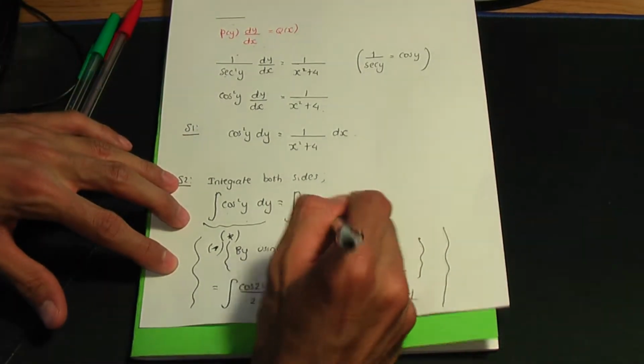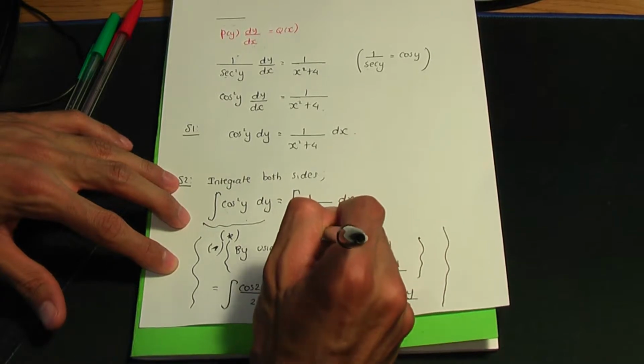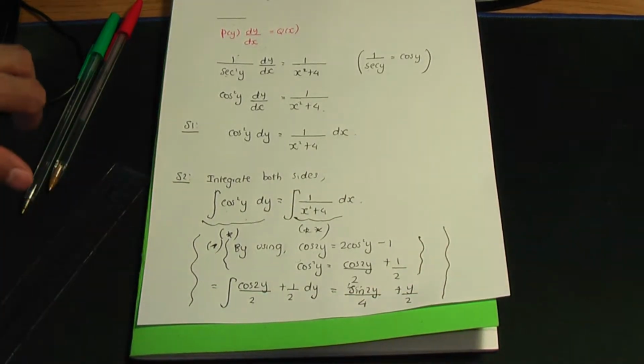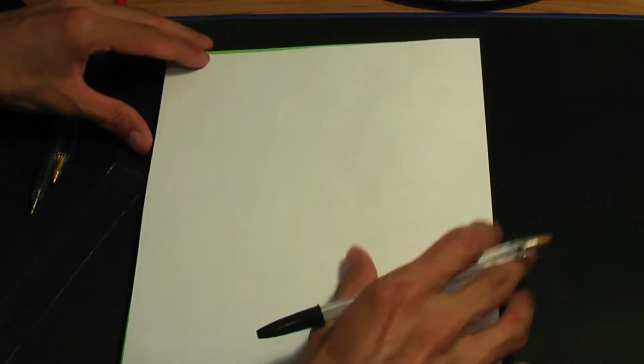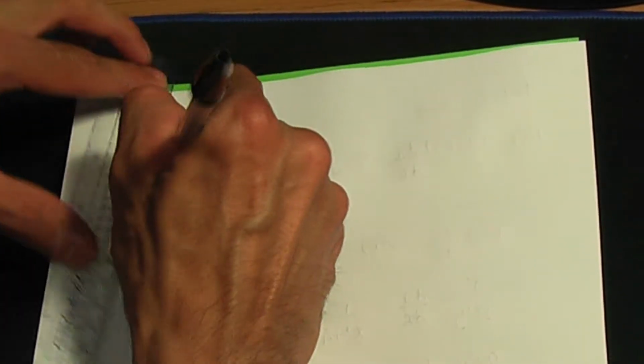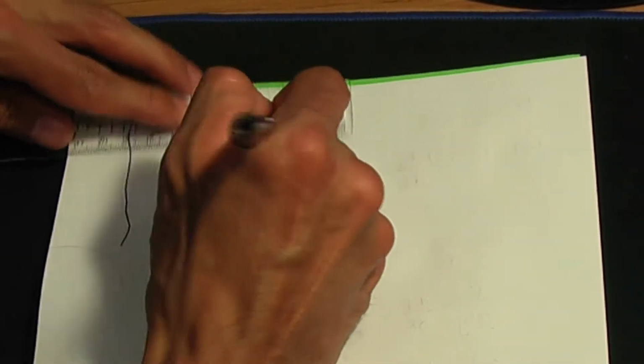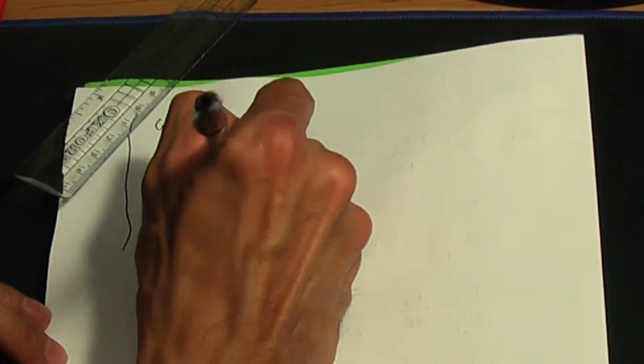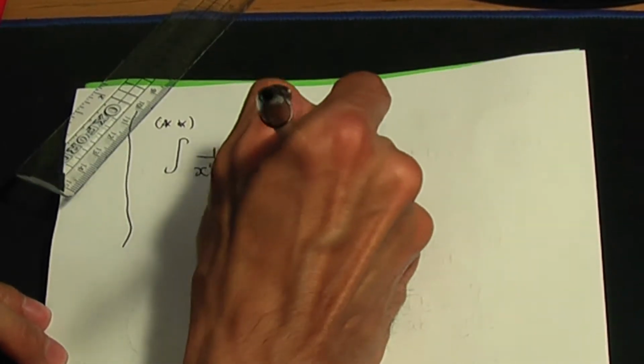Let's focus on double star. Let me name the right-hand integral double star, and let's do that as a side calculation also. So for double star, let's integrate 1 over x squared plus 4 with respect to x.